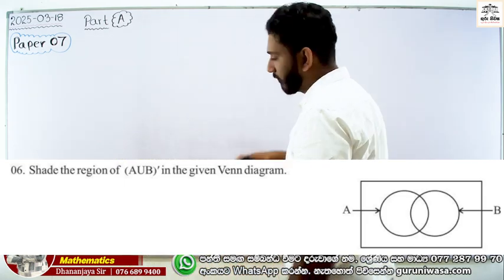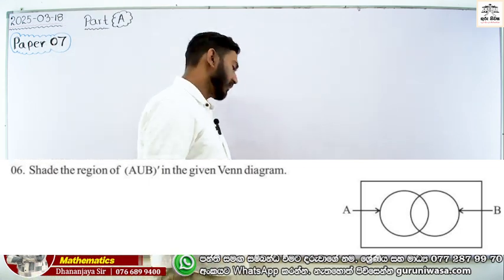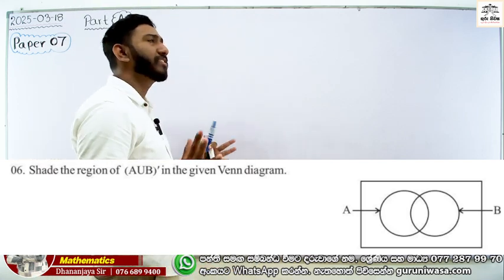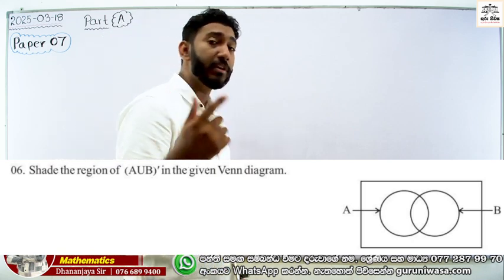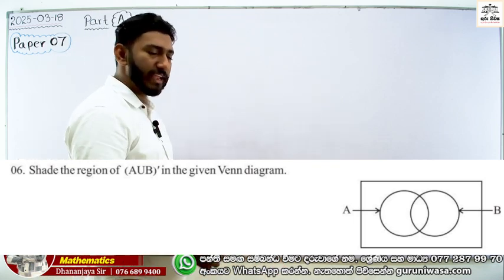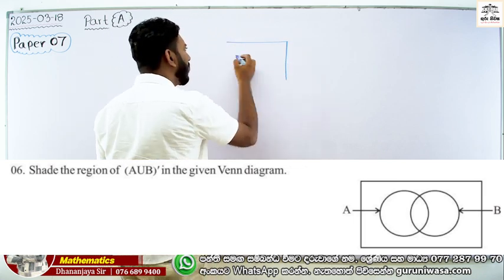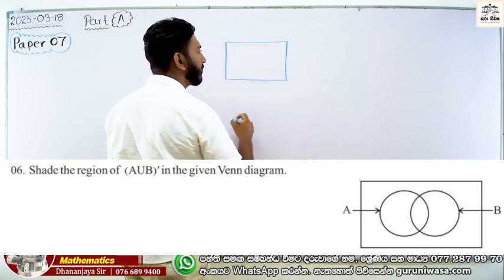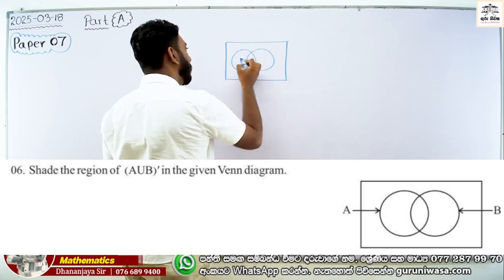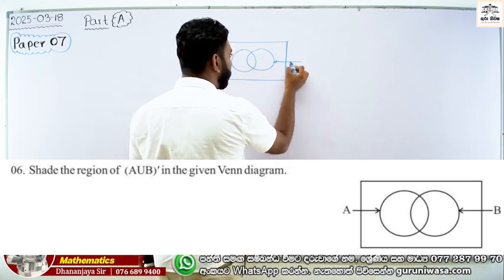Look at the Venn diagrams. Now look at that. Shade the region A union B complement. Union means all the elements in set A and set B, and the complement of that means what does not belong to A union B. That's the shaded portion. And this one we call the universal set. And there is the intersection of A and B. The middle one is A intersection B.